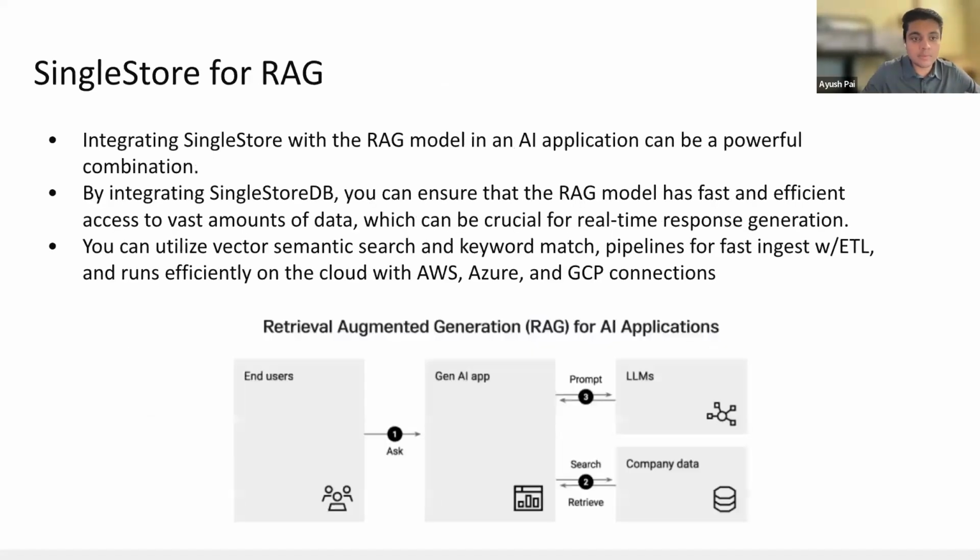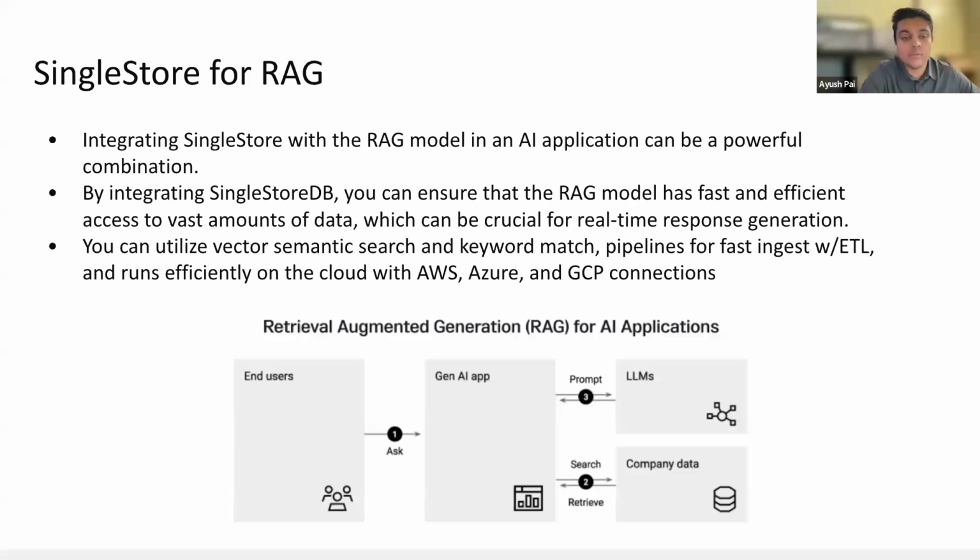That's a little more complicated, but pairing SingleStore with RAG and AI applications creates a formidable duo for real-time data processing and response generation. SingleStore's database is an architecture that ensures RAG models have rapid and efficient access to substantial amounts of data, a critical component for generating timely and relevant responses.